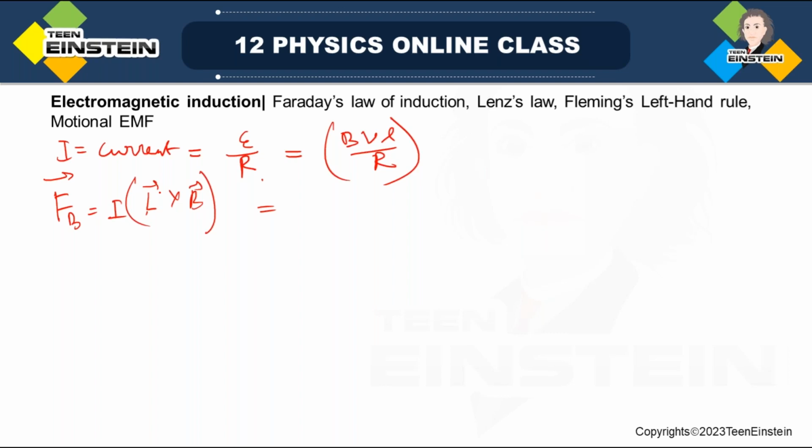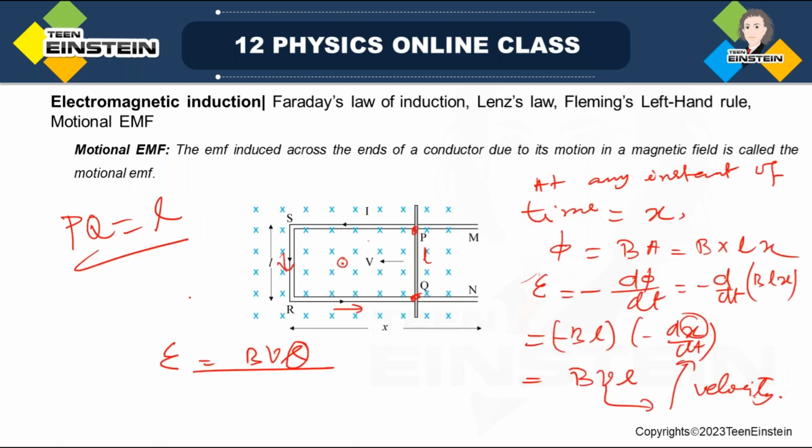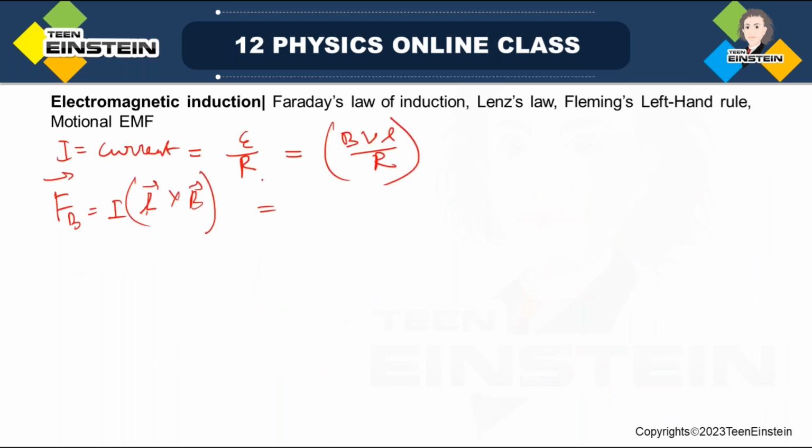So L is the length, here actually small a. And since the length is in the plane and the magnetic field is into the plane of the paper, they will be perpendicular to each other. So the force is IBL. So what is I here? I is BVL, the EMF, by R.